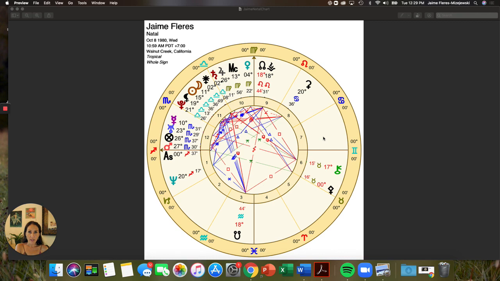So when you get your chart, whether you go to the link or whether you ask me for my pro copy, because this is from my professional astrology app, this is what you'll see, or something very similar.